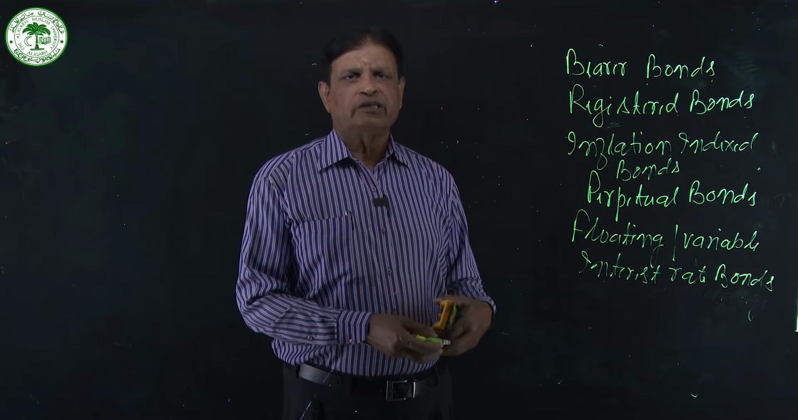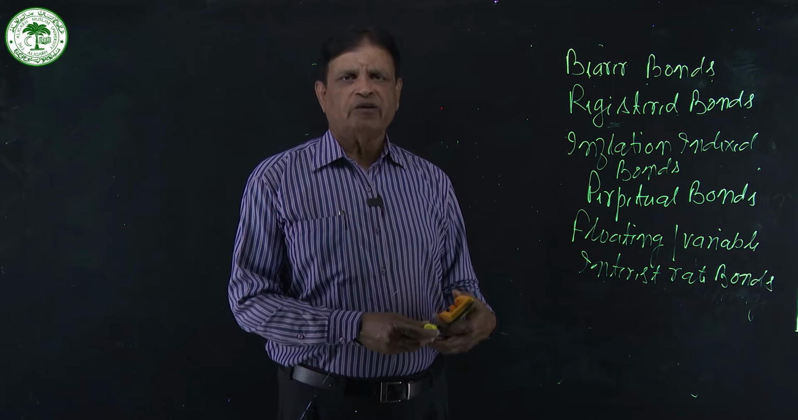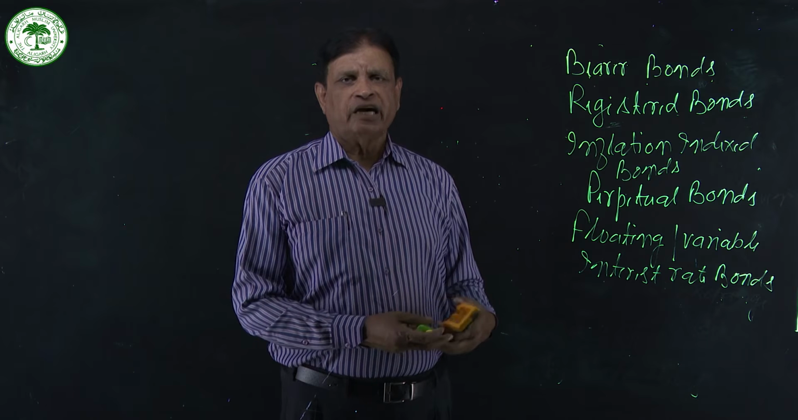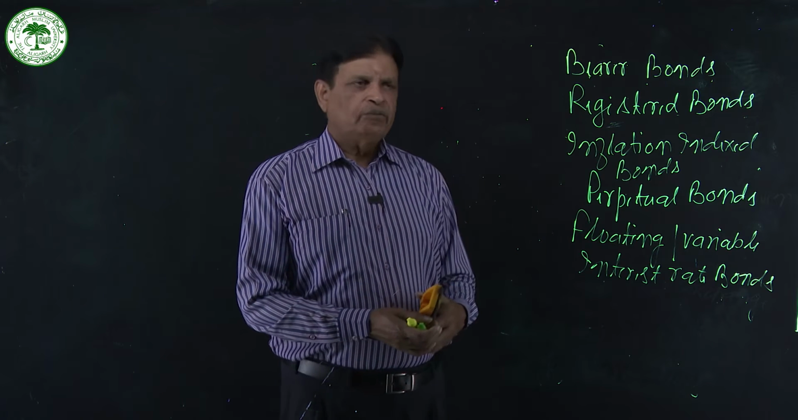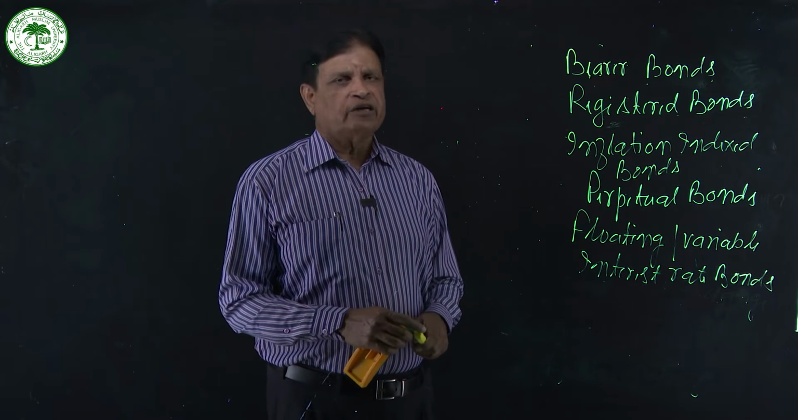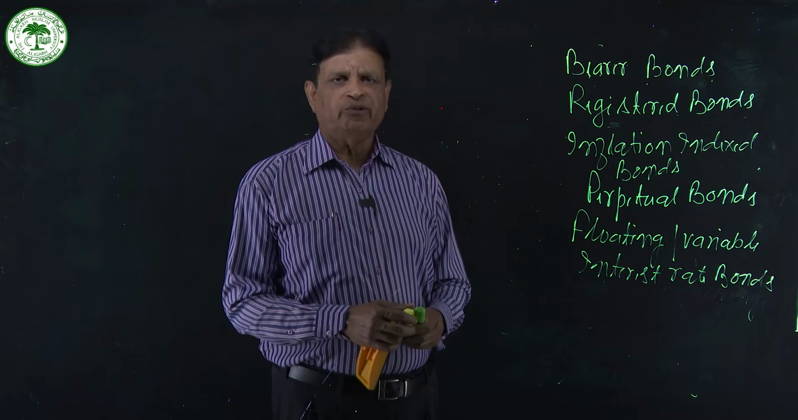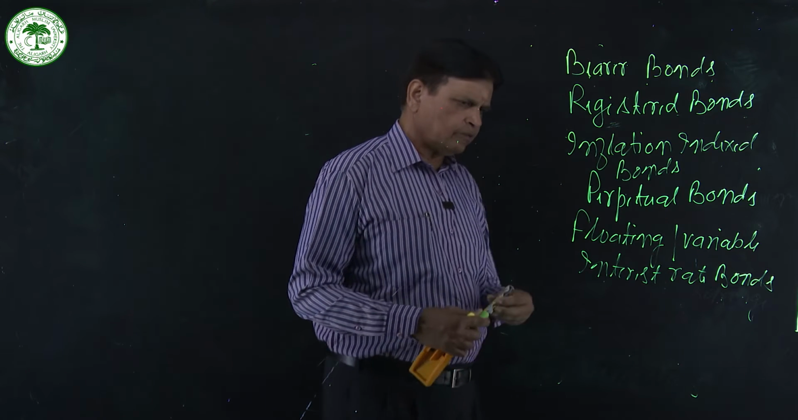In case of deep discount bond or zero coupon bond, the rate of interest or rate of discount is decided the moment it is purchased. But there are some bonds where the interest rate is not fixed. The interest rate may be floating, may be variable, and these are known as floating or variable interest rate bonds.